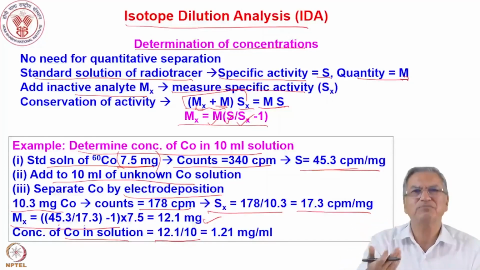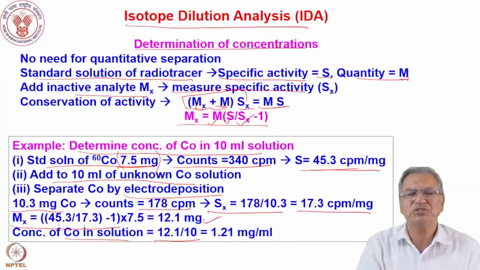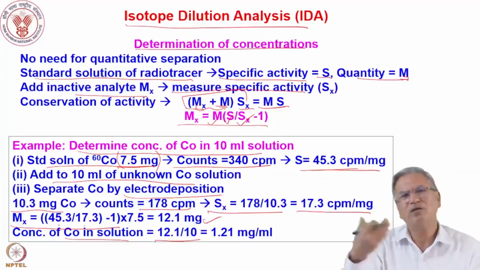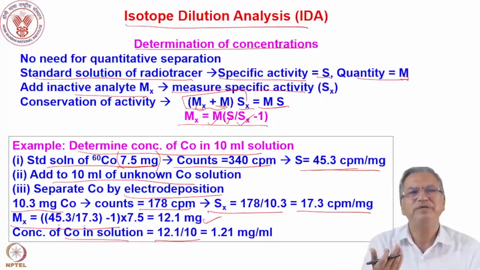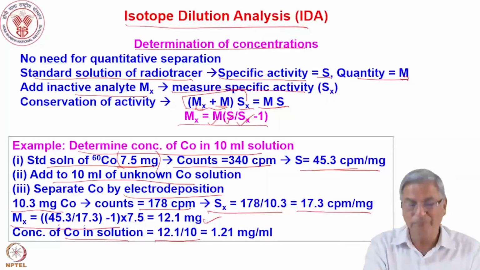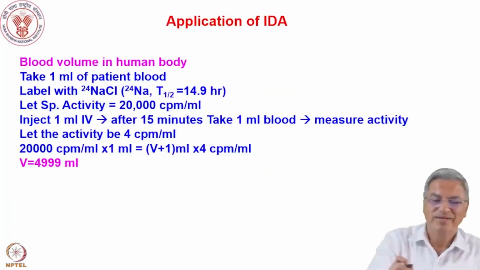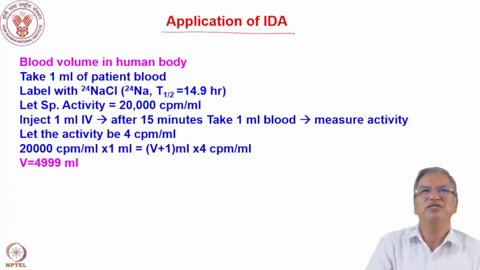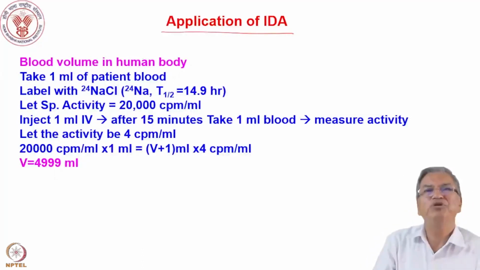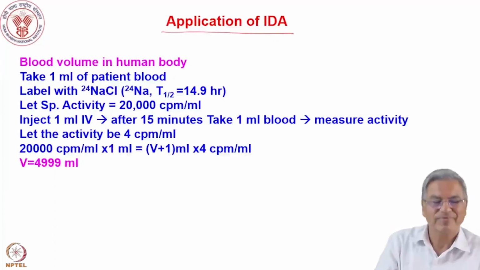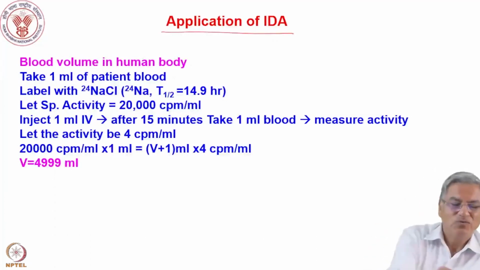Of course you can say that today you don't have to use the radiotracer technique because you can put it in an ICP-AES or ICP-MS. There are now modern techniques based on spectrophotometry, optical emission spectrometry and so on. Such techniques sometimes may not be useful, and I'll give you an example, and you will really appreciate the application of the isotope dilution technique. Blood volume in the human body. Suppose you want to know how much blood there is in a particular human being. It's a simple experiment.